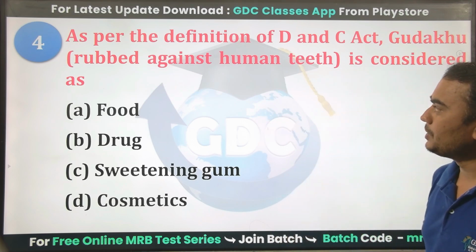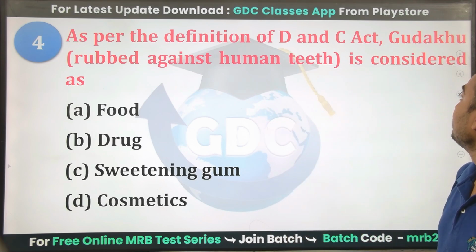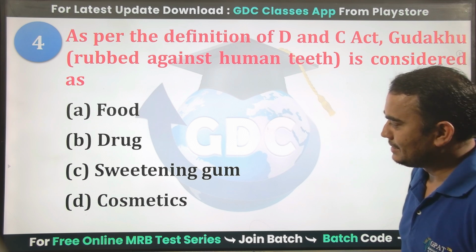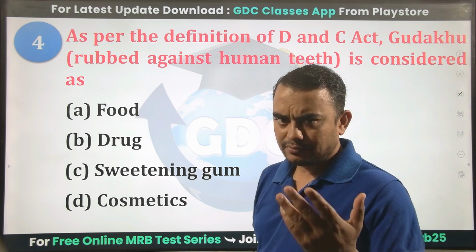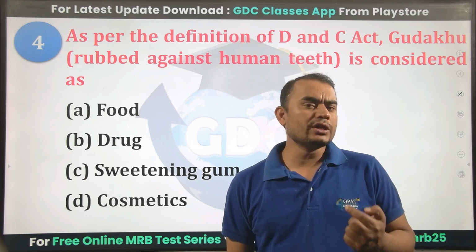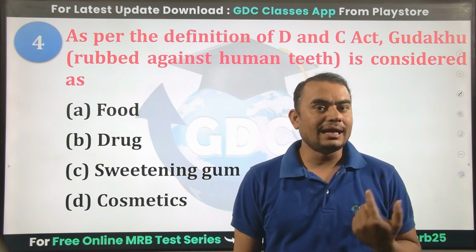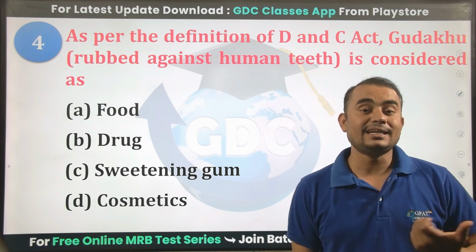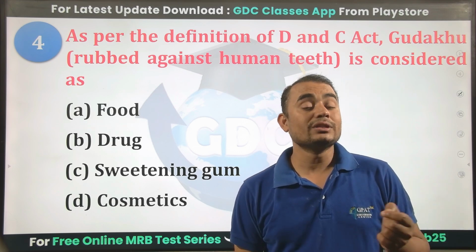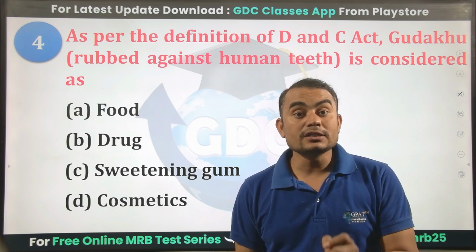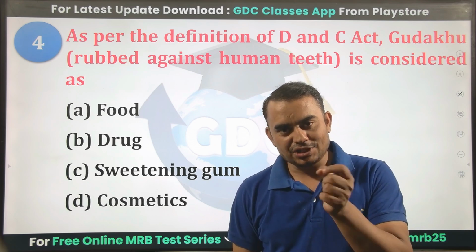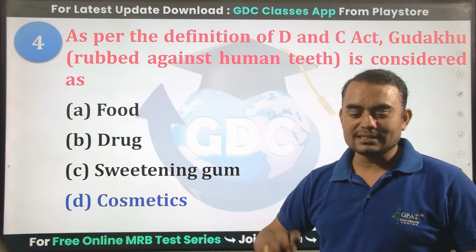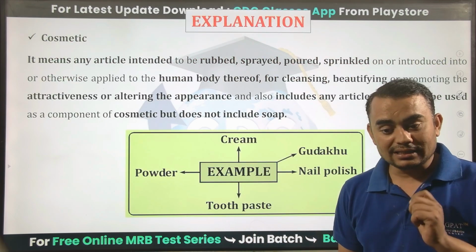Next, as per the definition of the D&C Act, gutka, that is rubbed against the human teeth, is considered as what? As all of you know, various people use gutka for rubbing their teeth as a cleaning purpose, because it has 2 things: it has tobacco as well as it provides cleaning of the tooth. So that's why it comes under cosmetic preparation. And this question was already asked in the Pharmacist and GPAT examinations. So the correct answer will be that gutka comes under cosmetic.